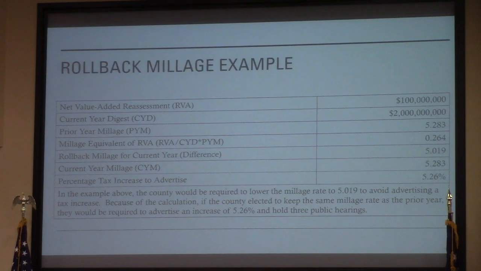So as an example, if you had $100 million of reassessment and you had a digest of $2 billion and your prior year millage was 5.283, the millage equivalent of that $100 million is 0.264 mils. So if you didn't set your millage rate at 5.019, if you left it at 5.283, you would have to advertise a 5.26% tax increase.